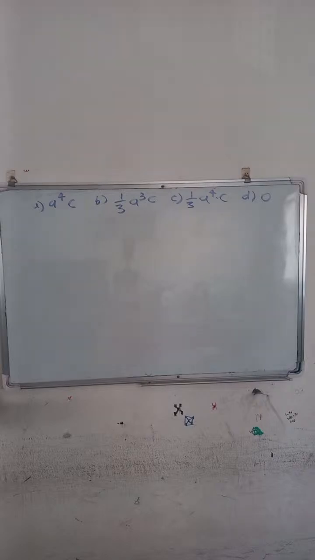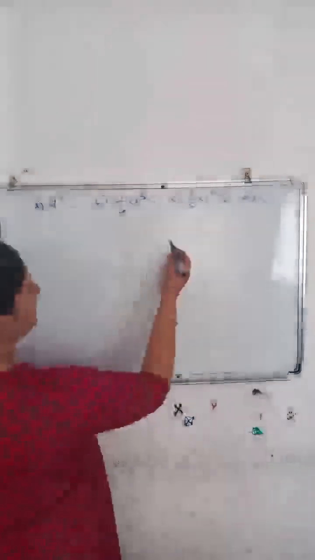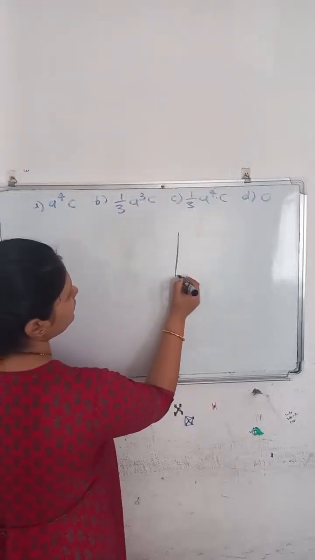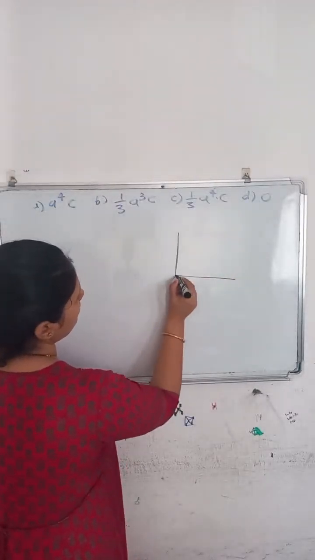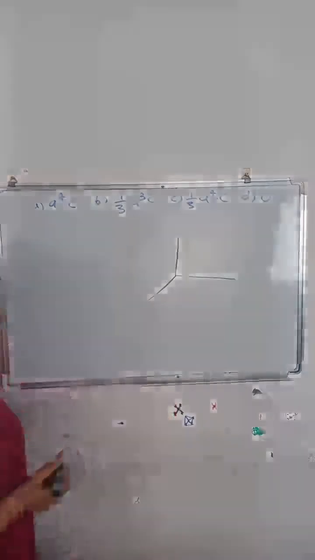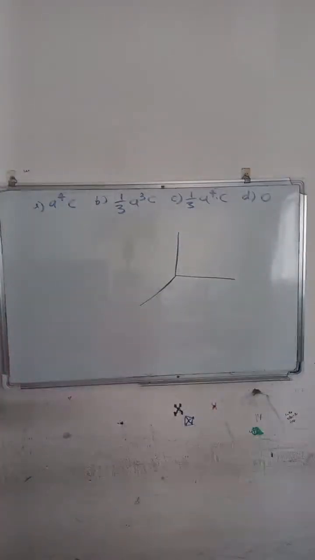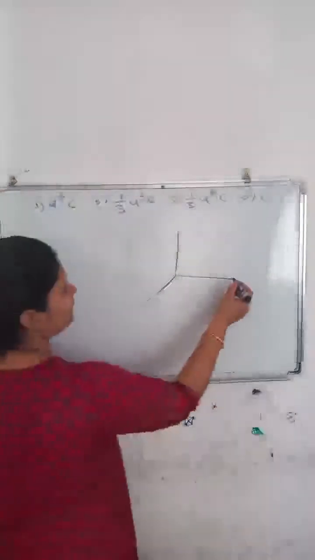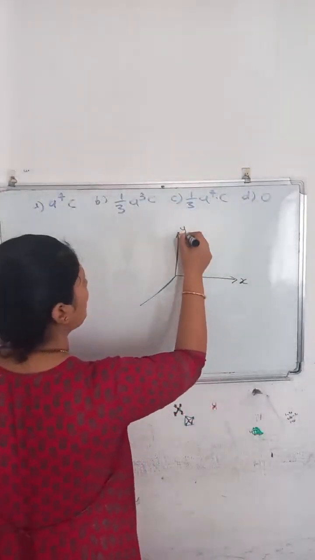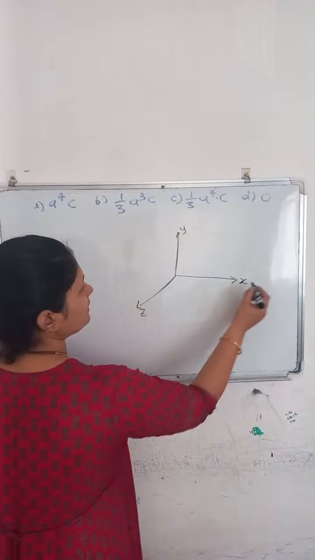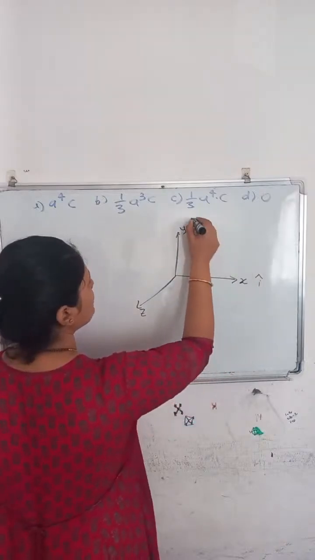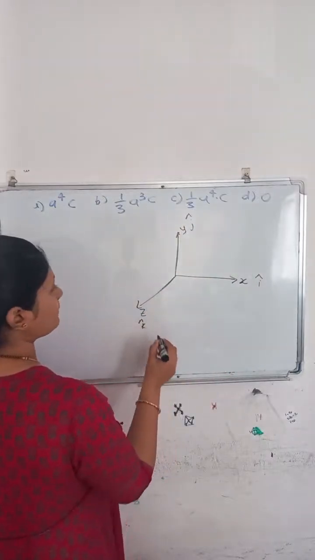Okay, so here these are the options. Did you try how to draw the diagram? Here we have the square sheet given, and what are the conditions? Okay, xy plane. This is x, this is y, and this is z. That means this is i cap, j cap, and this is k cap.